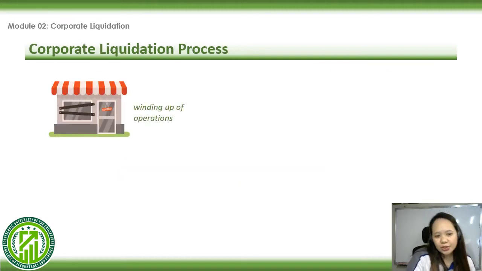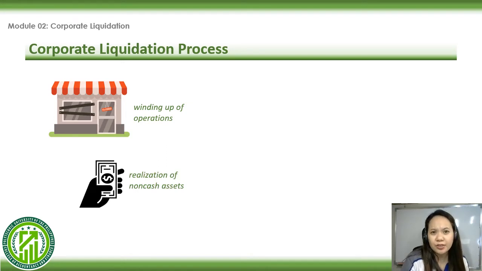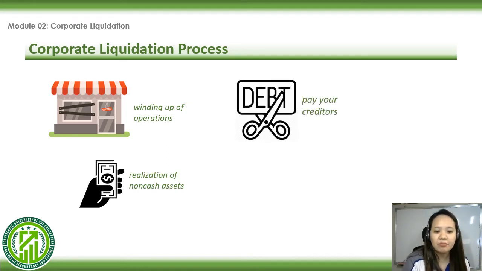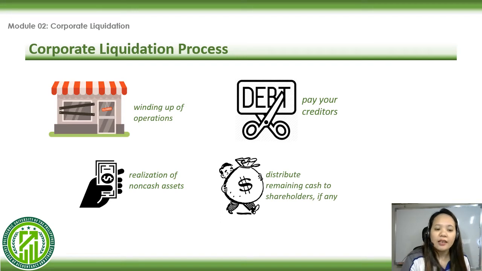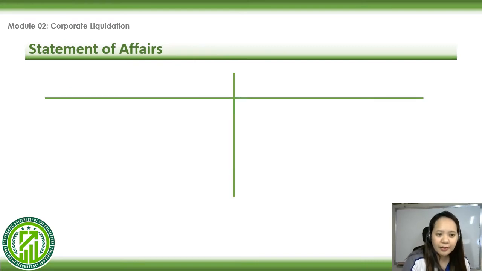For the liquidation process, para lang siyang din partnership. You have winding up of operations, realization of non-cash assets, then payment of your creditors. Then, finally, distribute remaining cash to shareholders if may matira pa. For the statement of affairs, ano yung kakaiba sa corporate liquidation?